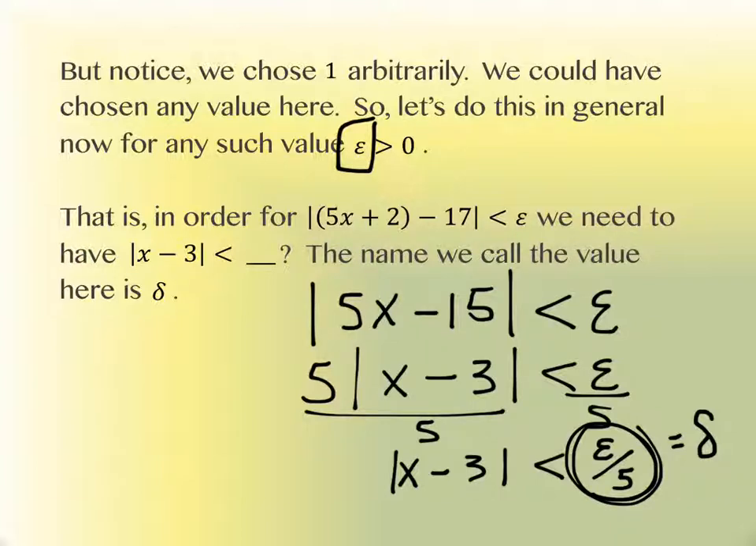So our answer is the epsilon over 5? Yes, the epsilon over 5 is part of the answer. I'm going to show you how we write out the whole answer in the next problem. But yes, the epsilon over 5 is what we're looking for anyway.